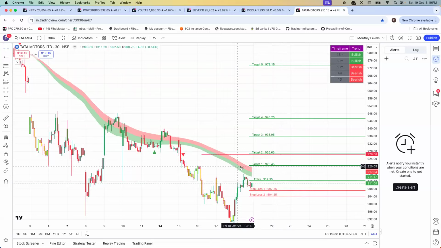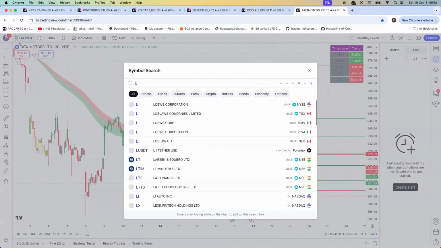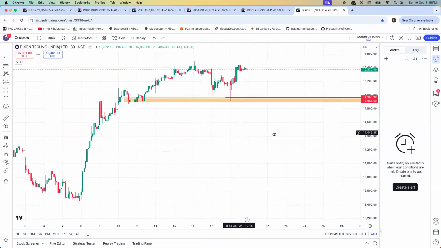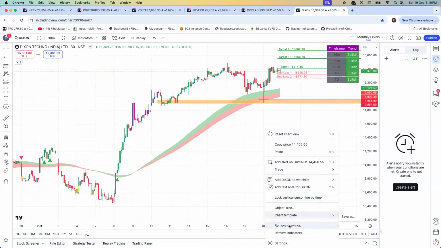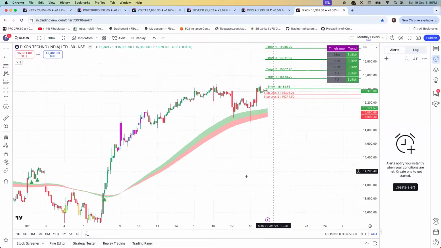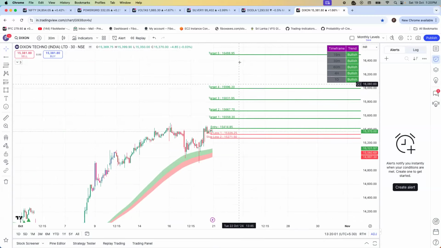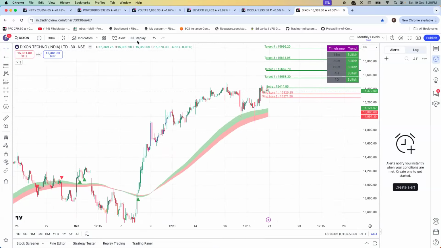So at least you don't get more from it. So if you go with another stock, okay, let's say Dixon. Dixon, green cloud is up, sir. Green cloud is up. Five targets. Four or five. Okay, so what is the target? I can go for four targets and five targets. Still long. Yes.